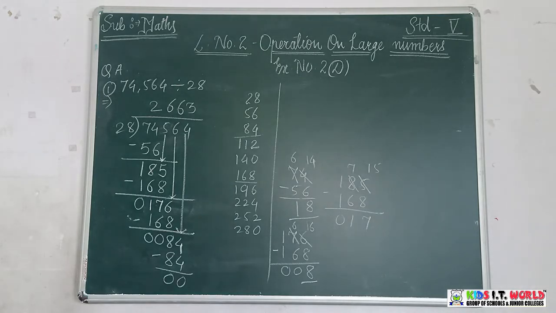In this way you have to do the division. First of all, get ready with your table. I told you how to make a table. Do the multiplication and get ready with your table, and then with the help of that table you can divide the numbers.